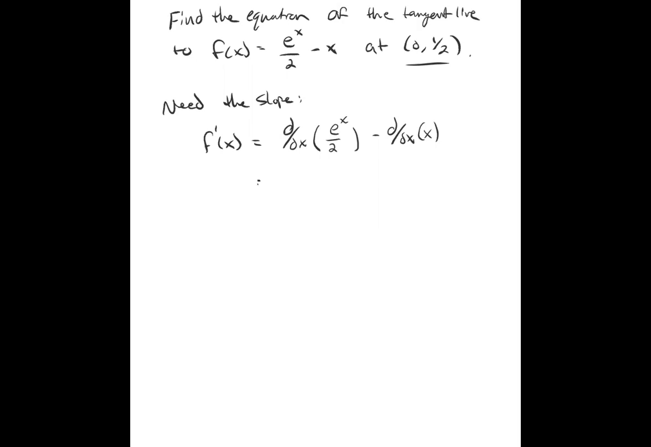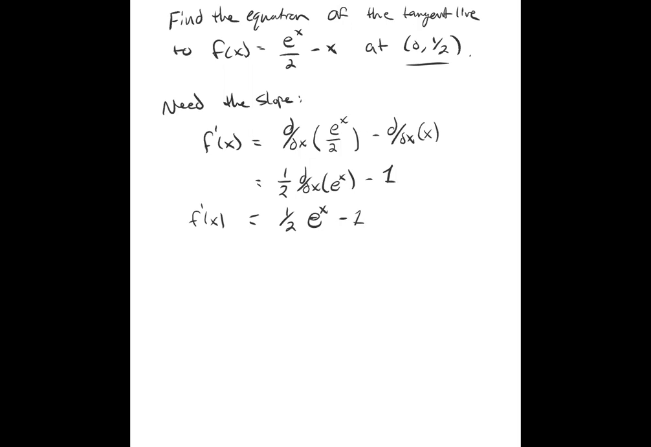So recall from Calc 1 that we can slide constants out in front of the derivative. So this is 1/2 d dx of e to the x minus d dx of x, which is just 1, and then d dx of e to the x is e to the x. So f prime of x is 1/2 e to the x minus 1.